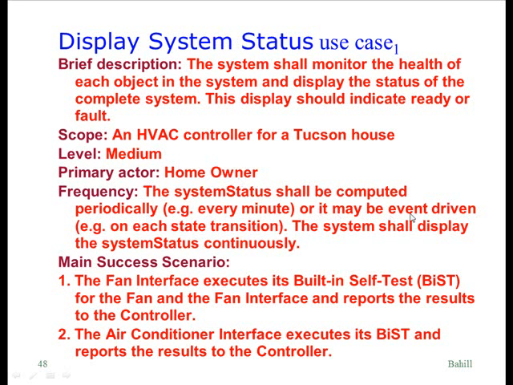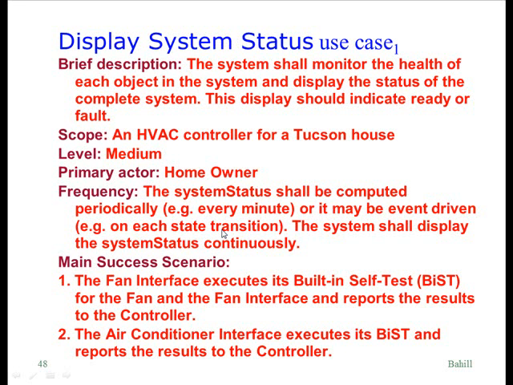Or they are saying it may be event-driven. So when we talk about discrete events, the event has to trigger the computation of the system status. Again, I plan to talk about discrete events in the next week or so. An event could be, for example, when you have a state transition. So if you turn one of the components on or off, that could be an event, and that can trigger computation of the system status.